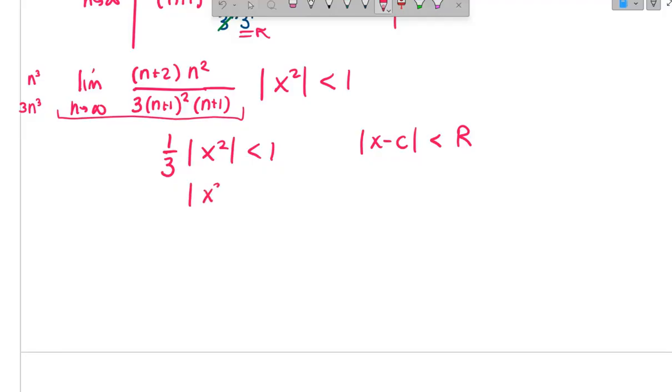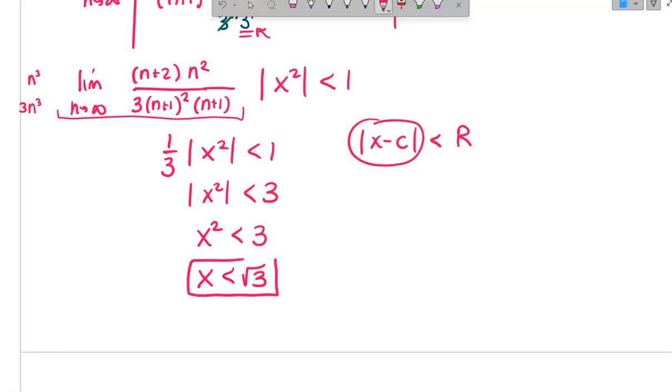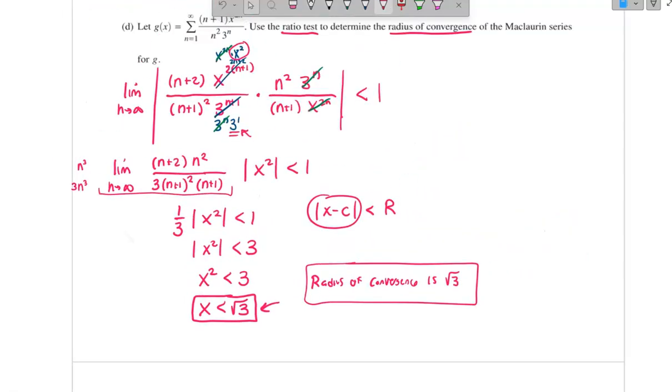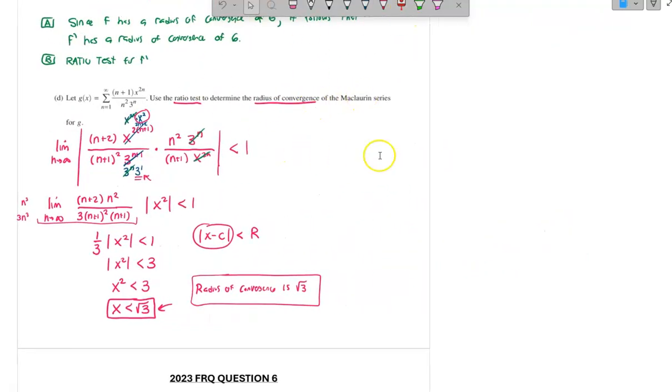So I can multiply both sides by 3 to get this answer, but because of this x squared, we're going to have to deal with this to get x by itself, just like this form is asking us to. So I'm going to remove the absolute value bars. I can because of the x squared, take the square root of both sides, and then we're going to end up with here as x is less than the square root of 3. That root 3 right there is my radius of convergence. So the radius of convergence here is the square root of 3. And that will conclude 2024 question 6.